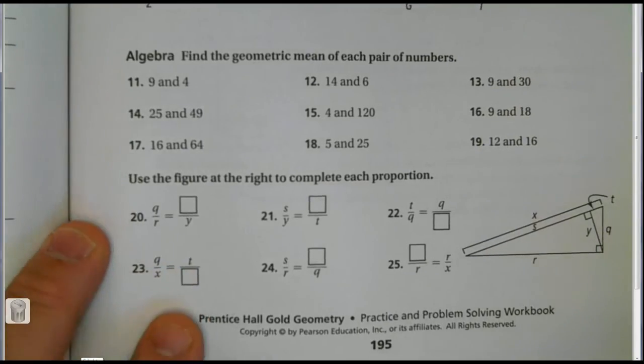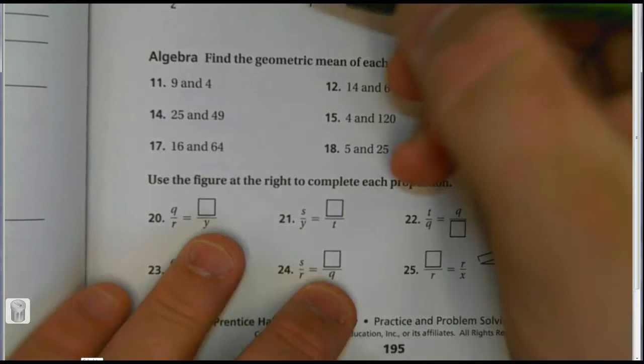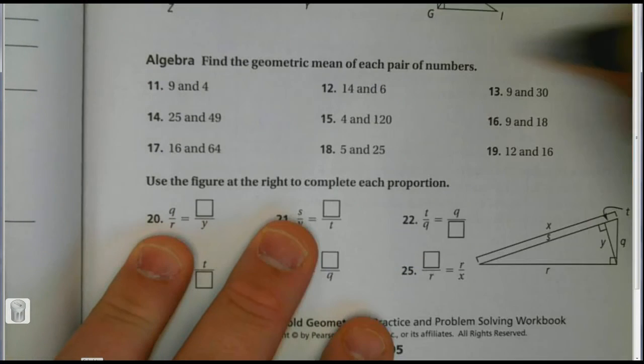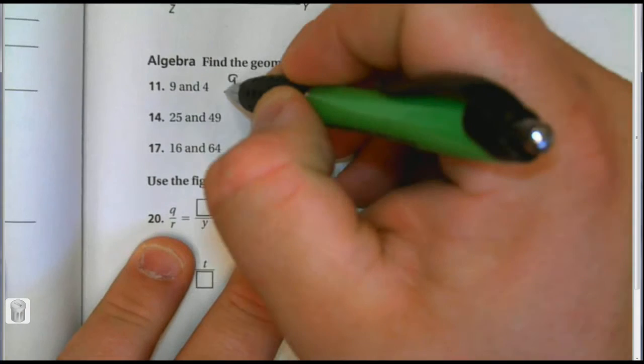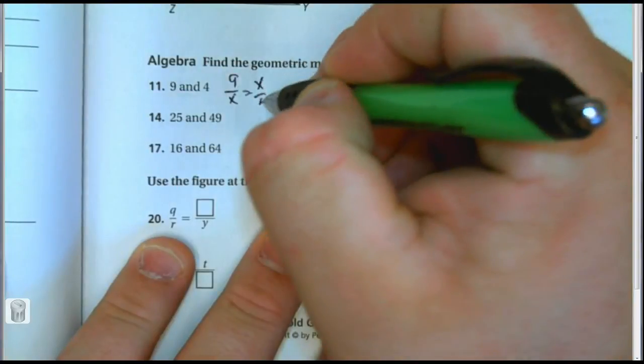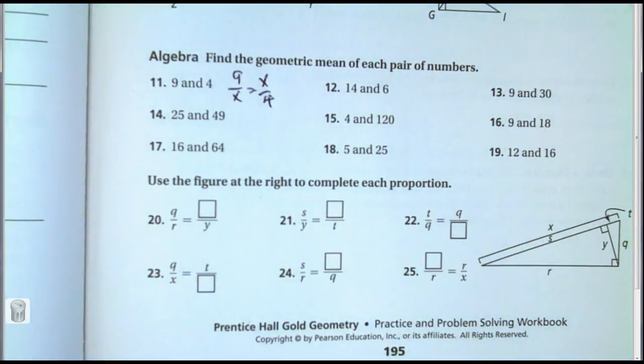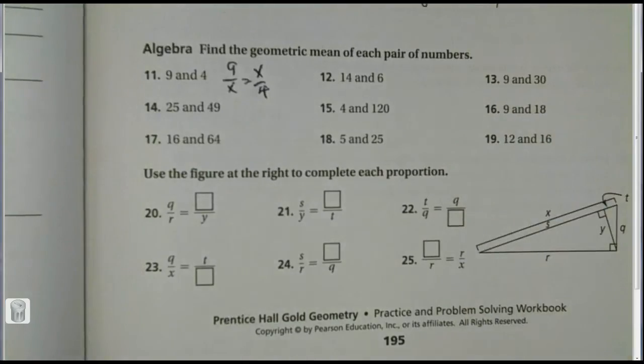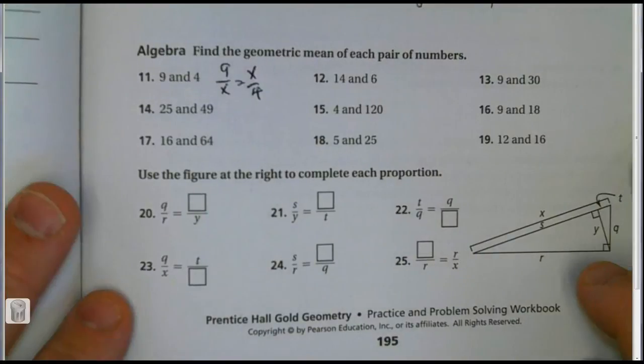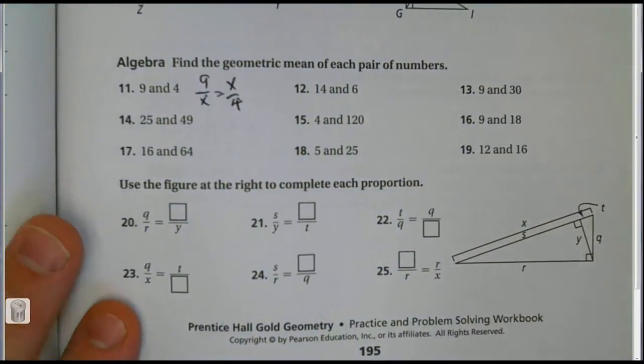11 through 25 just gets you used to setting up the proportions. So for 11 through 19, you're just going to say 9 over X, X over 4. And then you're going to solve it by cross multiplying and solving. It's just getting you the idea of how do I set this up.